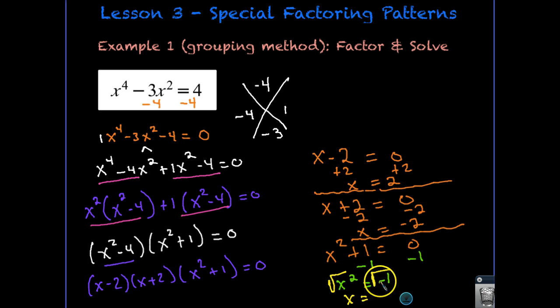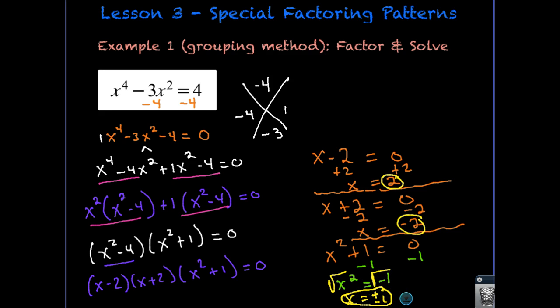Well, you learned last lesson that the square root of a negative is i. Plus or minus i, and then what's the square root of 1? That's just 1, so we can leave it off. Plus or minus i times 1 is just plus or minus i. So we have these two solutions, which are imaginary, and then we have a solution here of 2 and a solution here of negative 2. So we have a combination of real and imaginary solutions.